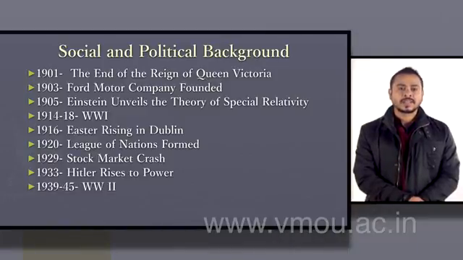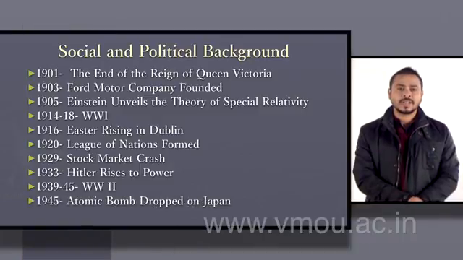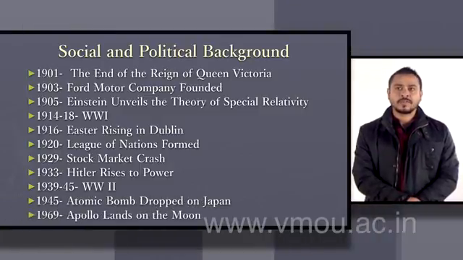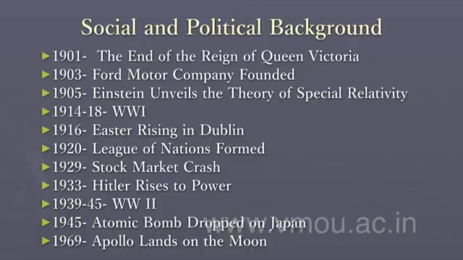If we look at the social features of the age, then we find that Queen Victoria's reign came to an end in 1901, and in the field of technology, the Ford Motor Company was establishing itself. Einstein comes onto the scene and propounds his theory of special relativity, and more than that, we find a world war on a mass scale, violence on a mass scale coming to this world.